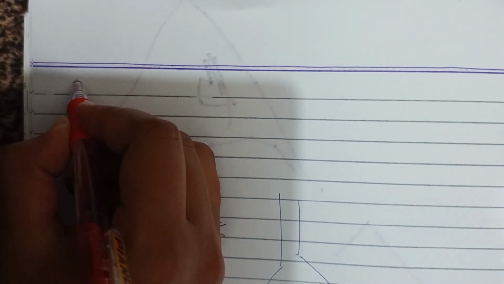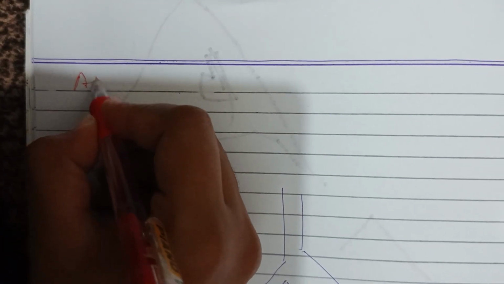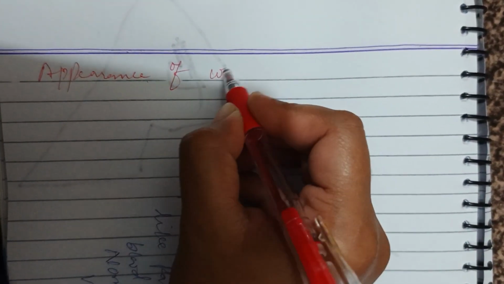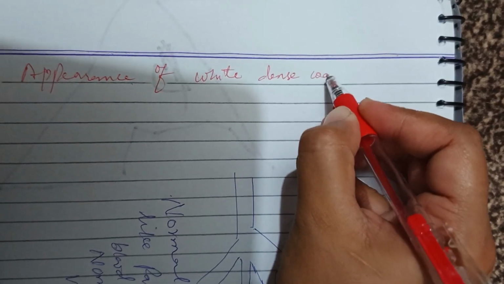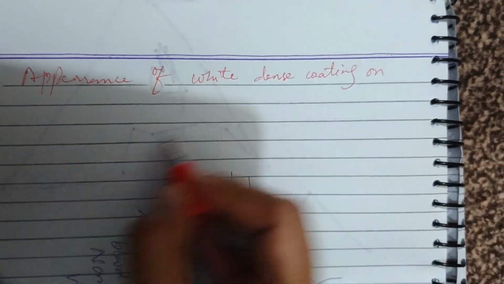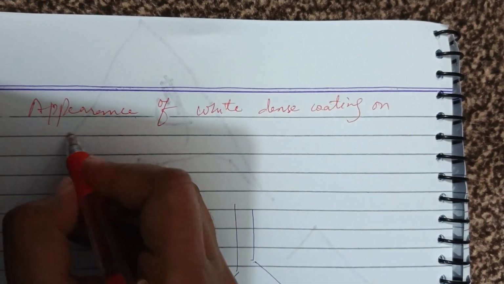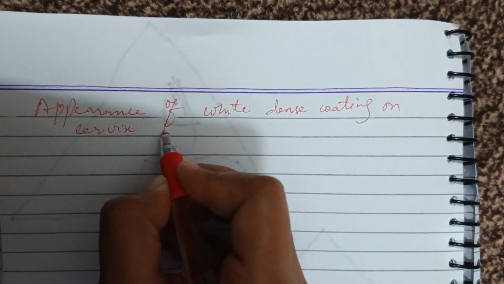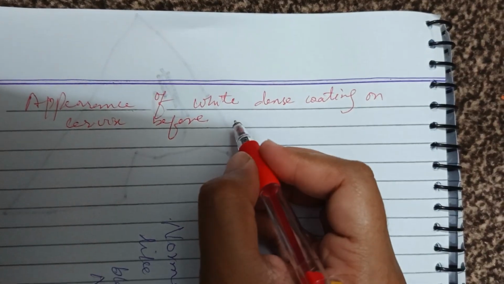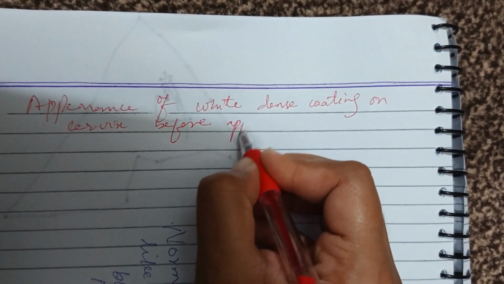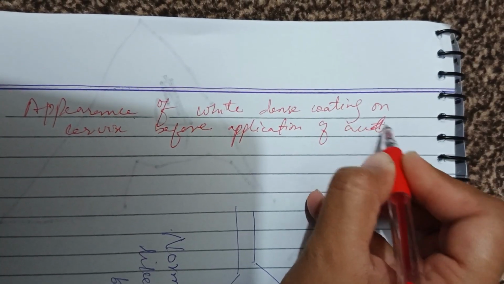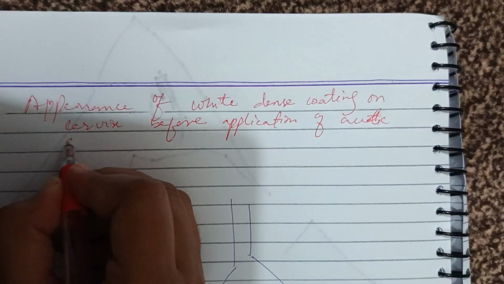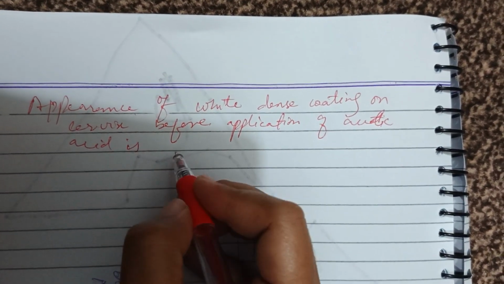Now, two other terminologies I am going to discuss. One is keratosis and the other is aceto-white epithelium. Both are white appearances on abnormality of the cervix. When abnormal white dense coating is seen on the cervix before application of acetic acid, then it is called keratosis.